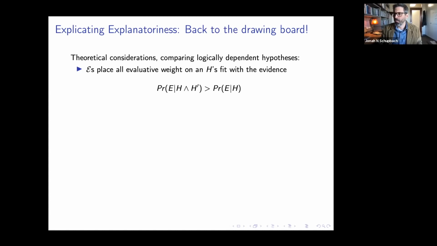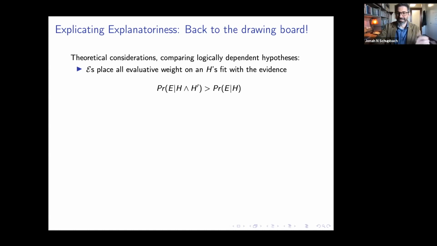So they give all sort of weight to fit with the evidence in terms of likelihoods. What they're not discounting for, what they're not penalizing for, is the fact that every time you say more with your explanation, it might become more and more complex, right? It's not as informationally simple, so to speak.